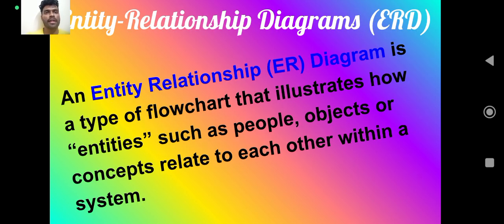Okay, next let us see the ER diagram, that is entity relationship diagram. It's a flow chart that illustrates how entities such as people, objects, concepts relate to each other within a system. Before going to the definition, I will tell the meaning of entity. Entities are nothing but people or objects. Don't get confused. An entity relationship diagram depicts how the data in the database are related to each other, or how the relationship exists between the data.